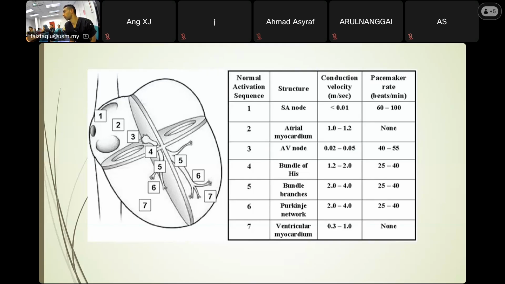Okay. Sometimes these figures can actually be asked in SBA, sometimes as an introduction to the discussion. Okay, can you describe the conduction velocity and firing rate of all these contractile cells? All right. Next.